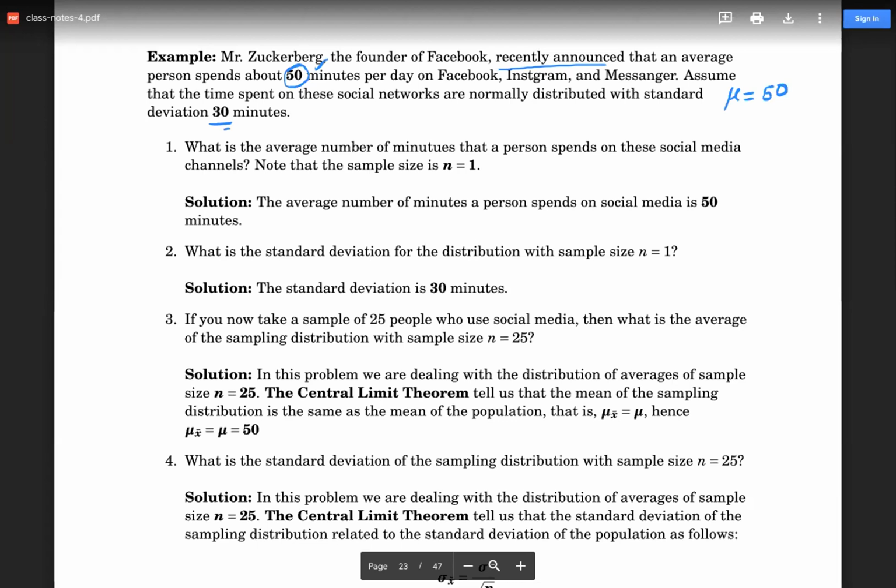And the standard deviation is 30 minutes. So sigma is 30. And it also tells you that time spent on these social networks or social media is normally distributed, meaning it's bell-shaped, or Gaussian distribution, or normal distribution. It is bell-shaped and it has a mean of 50 and standard deviation of 30. So if you were to graph it, it would look like this.